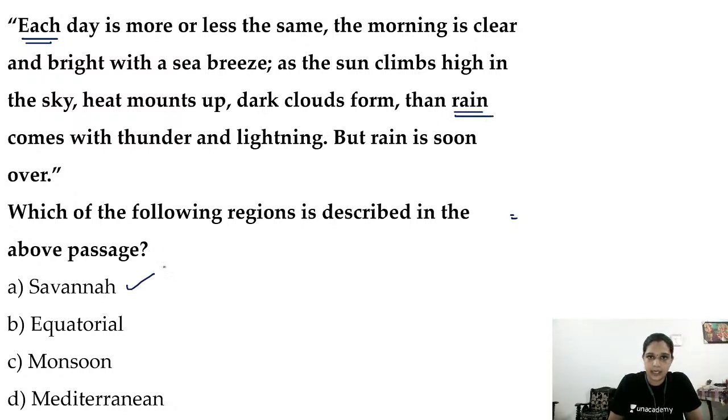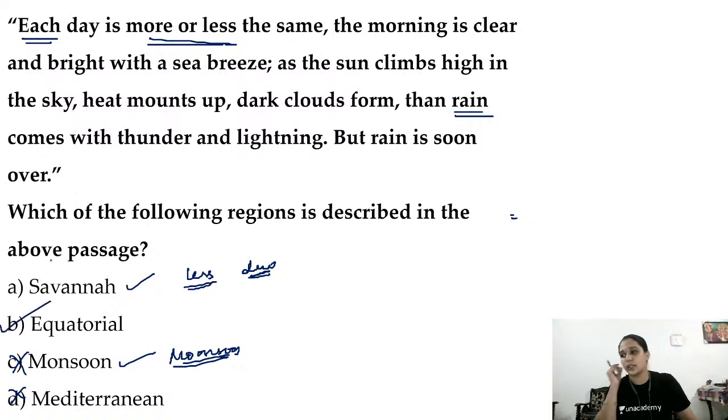Savannah, do you have rain daily? No. In Savannah, you don't have rain daily. You have less rain, but more of a dew kind of concept. Monsoon means you don't have rain every day, but only in the season. It's a seasonal rainfall. So definitely not that. Mediterranean region doesn't get rainfall in summer. Winter is very cold, summer is very hot. But each day is more or less the same as equatorial only.